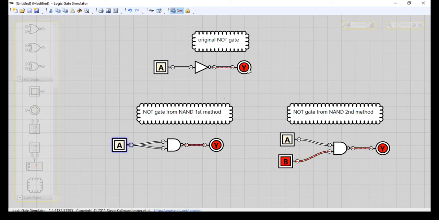NOT gate the output is high. Likewise, in the first method also the output is high. In the second method also you can see the output is high. Now if the value of A is high in all three cases, the output in all three cases are low. That means this first method and second method is equivalent to our NOT gate.